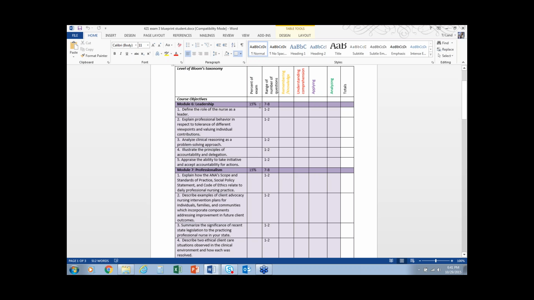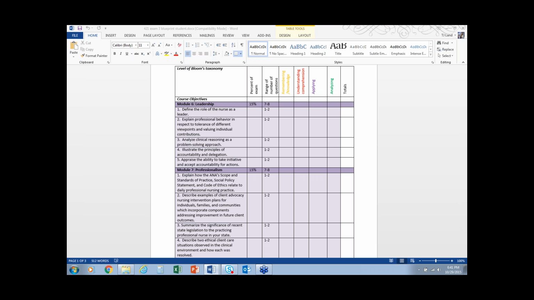Please note that with these 5 components, each of them accounts for 15% of the exam, which means that each of these will be created by approximately 7 to 8 questions covering that particular topic. So the first one we're talking about is leadership.